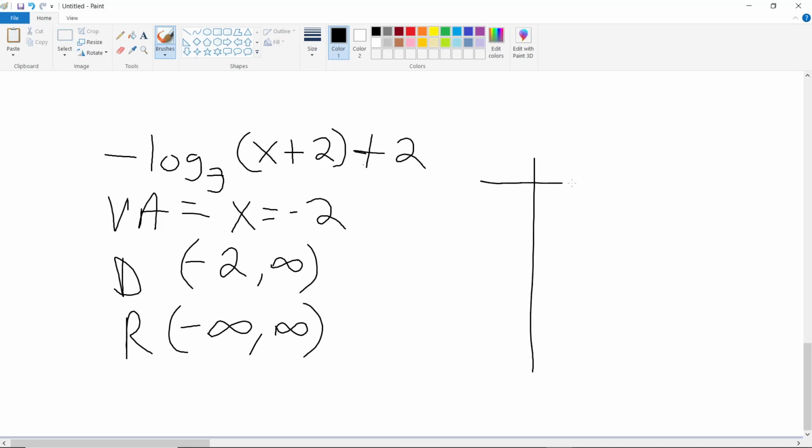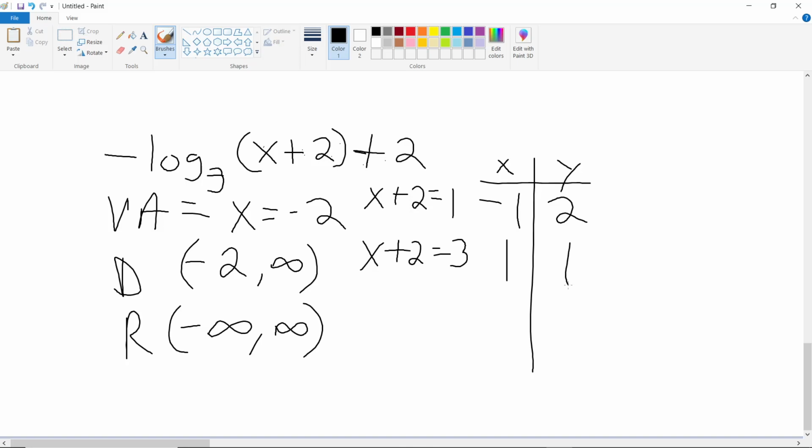And then my table, x and y. And I want x plus 2 equals 1, and x plus 2 equals the base, which in this case is 3. X plus 2 equals 1. Subtract 2 from both sides. X is negative 1. Negative 1 plus 2 is 1. Log base 3 of 1 is 0. Negative 0 is 0. Plus 2 is 2. And then if x plus 2 equals 3, then x equals 3 minus 2, which is 1. 1 plus 2 is 3. Log base 3 of 3 is 1. Negative 1 plus 2 is 1.